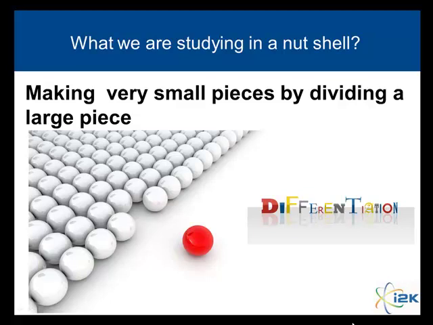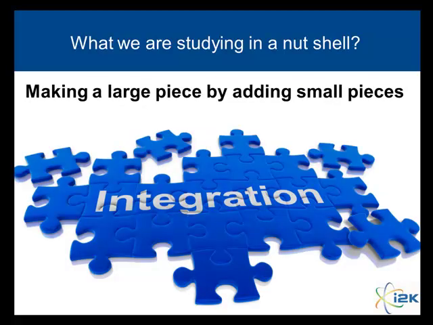This process is called differentiation, and it is one part of the branch in mathematics called calculus. The other, opposite approach is when we make a large piece by adding small pieces together, and this addition into a large piece is called integration in the language of mathematics, and it is the other part of calculus. We now start with the formal definition of calculus.